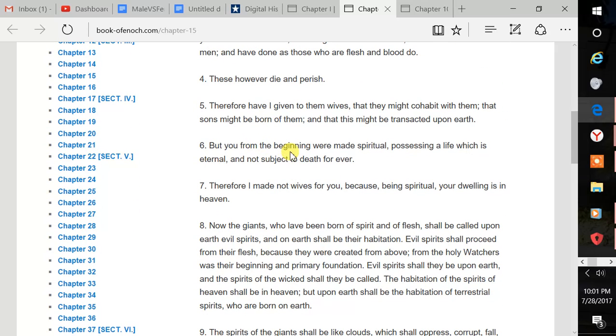But you from the beginning were made spiritual, possessing a life which is eternal, and not subject to death forever. Therefore I made not wives for you, because being spiritual, your dwelling is in heaven. So, like I've said before, spiritual things don't mean ghosts or whatever. They are physical things. That means you can touch them, you can hold them, you can see them, you can feel them. It's not anything abstract or something esoteric in your mind.